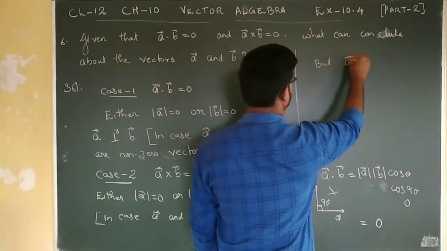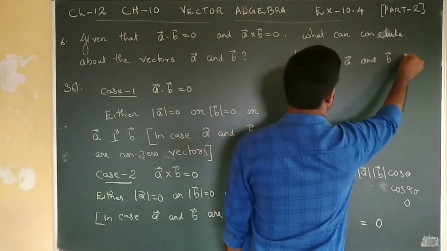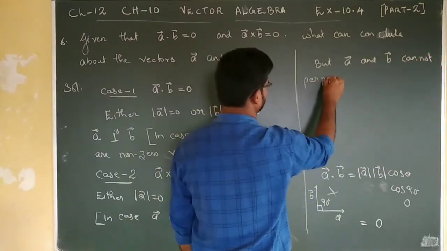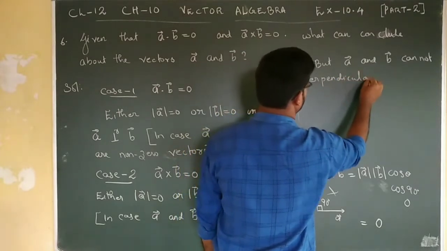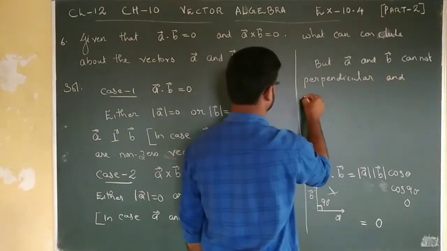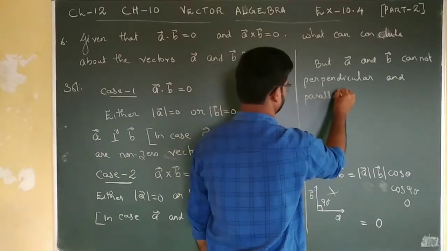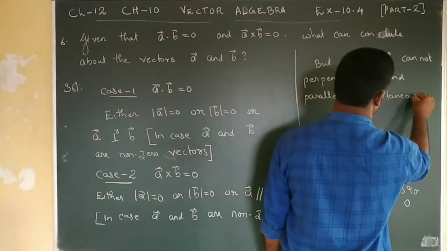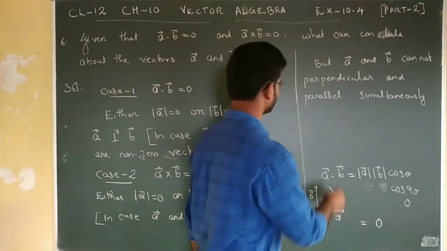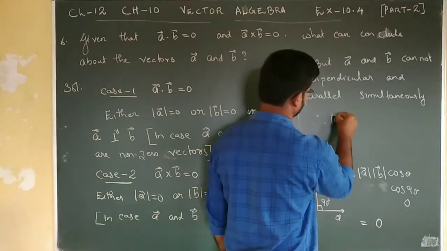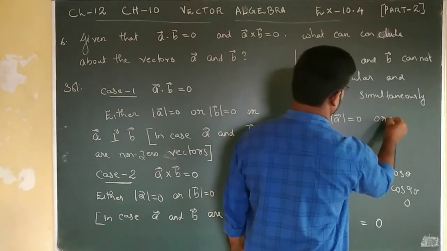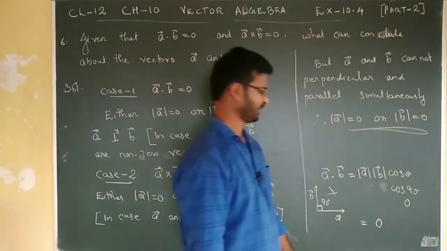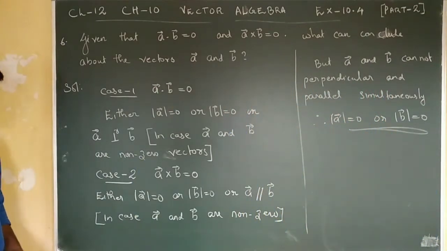But A vector and B vector cannot be perpendicular and parallel simultaneously. Therefore, magnitude of A vector equal to 0 or magnitude of B vector equal to 0. Just pause the video or write down in your notebook.